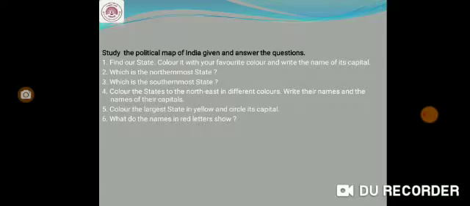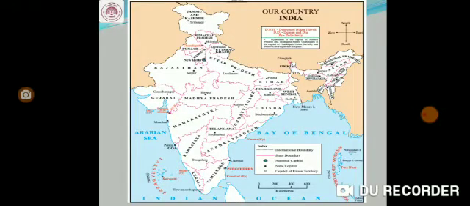Let's move on to the next question. Color the largest state in yellow and circle its capital. Now take a look at the map again. Which is the largest state that you can see, children?